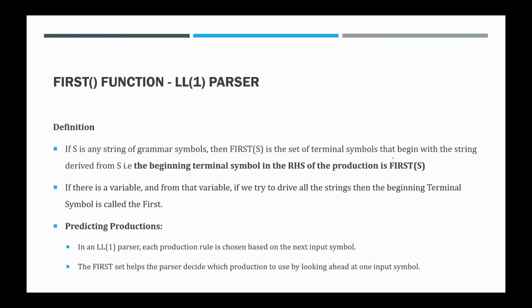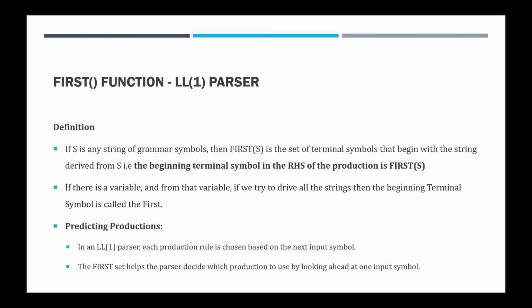If there is a variable and from that variable we derive all the strings, then the beginning terminal symbol is called the first. First, we have given the definition of what FIRST is. For predicting productions in an LL(1) parser, each production rule is chosen based on the input symbol. So finding the first set will help the parser decide which production to use by looking ahead at one input symbol.